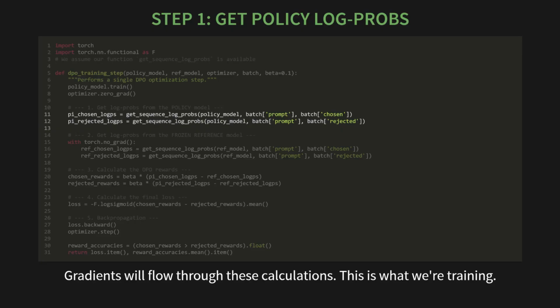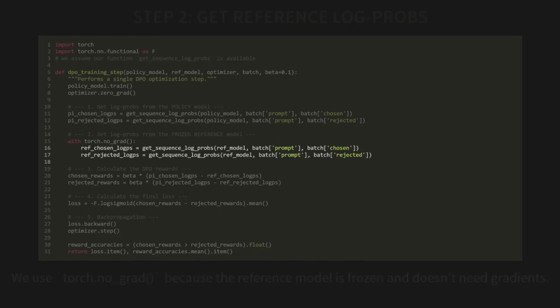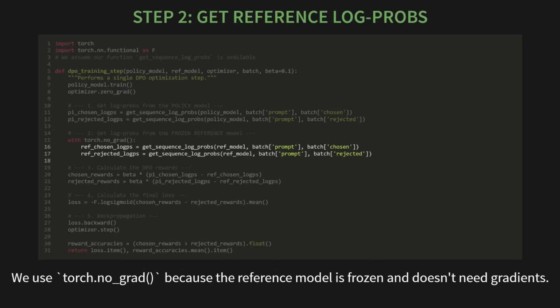Step 2. Get reference log probs. Next, we do the exact same thing, but for the reference model. But notice this line here, with torch.no_grad. We use torch.no_grad because the reference model is frozen and doesn't need gradients. This is just a little efficiency trick. It tells PyTorch not to waste time tracking computations for this part.